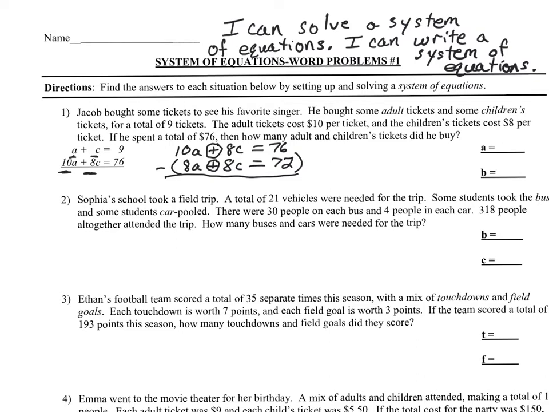Okay, remember we can't combine terms that are not alike. So I have 10A and I'm subtracting 8A. That gives me 2A. I have 8C and I'm subtracting 8C. Those wipe out. Those zero out. And then I have 76 and I'm subtracting 72, and that gives me 4.